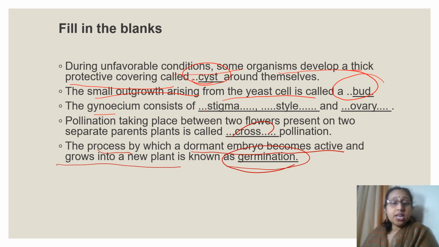So pollination taking place between two flowers present on two separate parent plants that is of the same species is always cross pollination, and the process in which the dormant embryo becomes active and grows into a baby plant or a new plant is called germination. So let us move to the next part.